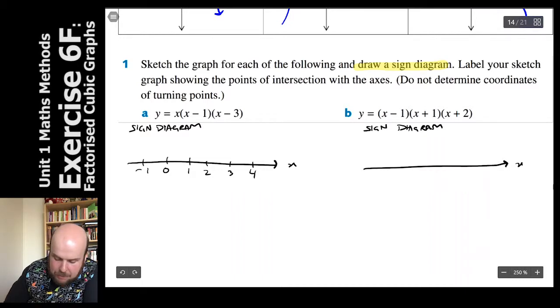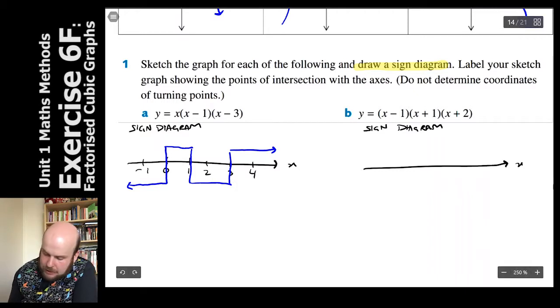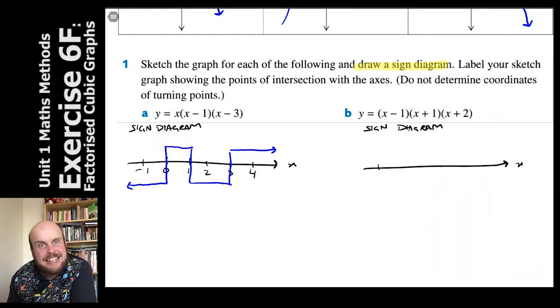So we start from the bottom of the x-axis. We go up, we go across, we go down, we go across 3, and then we go like that. So it's reminding you of how the shape works. -1, +1, and +2. So that means my smallest x-intercept is going to be at -2.